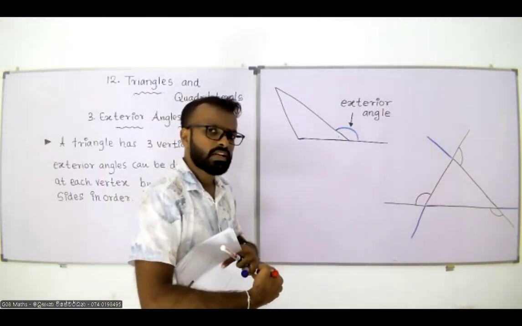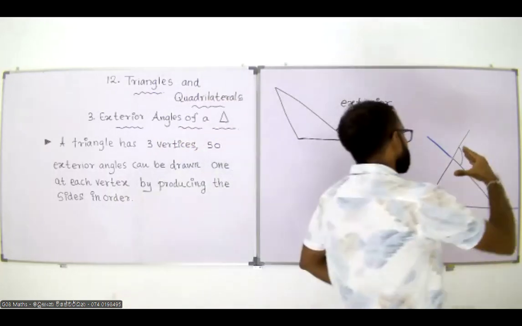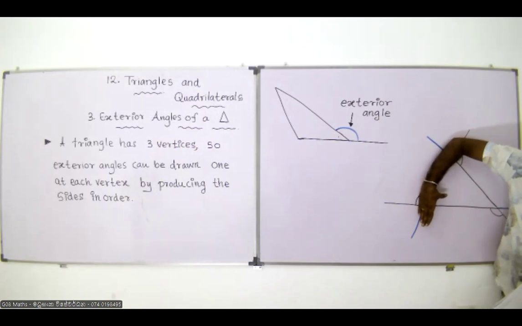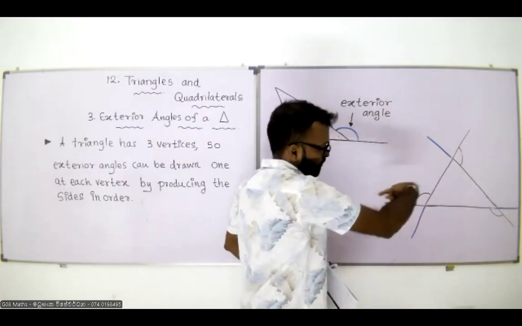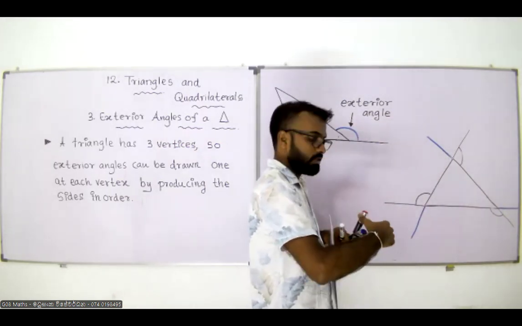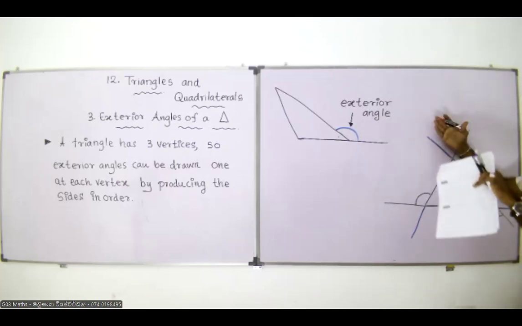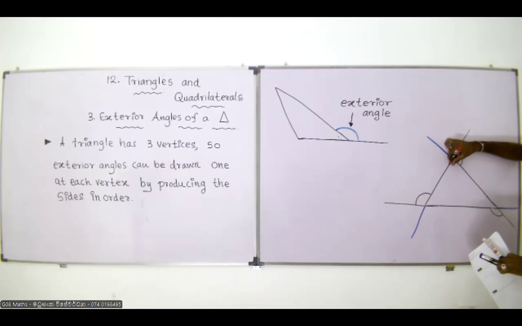So what are the exterior angles related to those sides? Because I am choosing anti-clockwise. Previously clockwise, then anti-clockwise. So if I extend this side to the upside, what is the exterior angle at this point? This is the exterior angle. I am using red color.